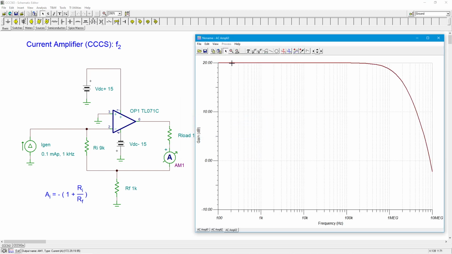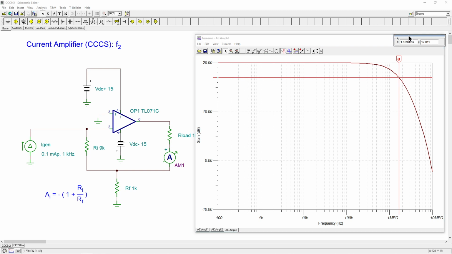Boom. Okay, there's my 20 dB. So we're back to where we should be. Now we've got to find 17. Right around there. Ooh, look, we're like 1.6 and change, depending on how far we want to take this. 1.66. So nearly 1.7 megahertz.